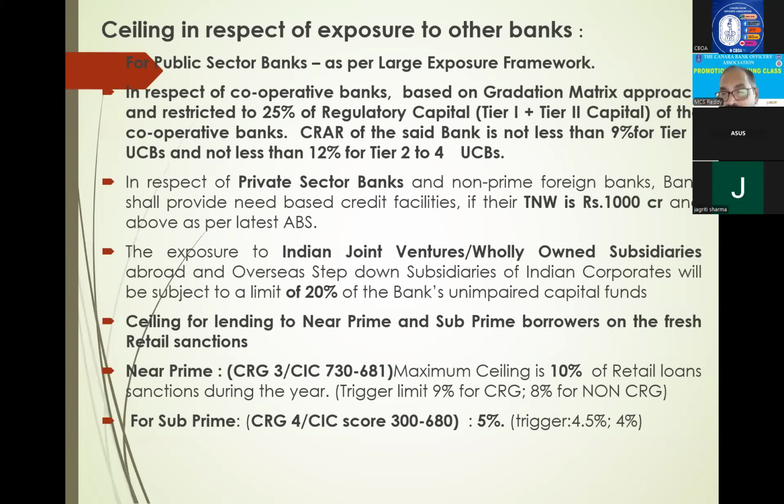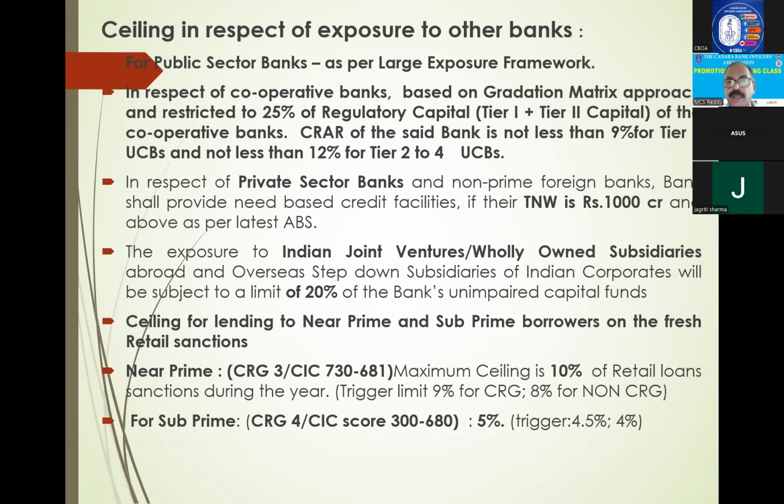And the maximum ceiling, what is here? 10% of retail loans sanctioned during the year. Suppose you are sanctioning 100 crores under retail, for near prime you should not exceed 10 crores, 10% of your retail exposure. Similarly, for subprime, it should not exceed 5%. That means 5 crores. If you are sanctioning 100 crores, only 5 crores you can sanction for subprime. That means it is only to control not good rated companies, not good rated individuals, because of retail loans. So for them, you can sanction only this much maximum. These are the near prime and subprime individual retail lending borrower limits.